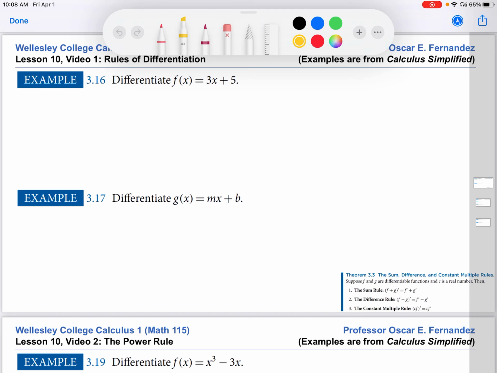Hi, this is Professor Fernandez, and this is video 1 in lesson 10. We'll be talking here about the rules of differentiation. So I'm going to go through 2 examples from Calculus Simplified to help you get comfortable with that topic.